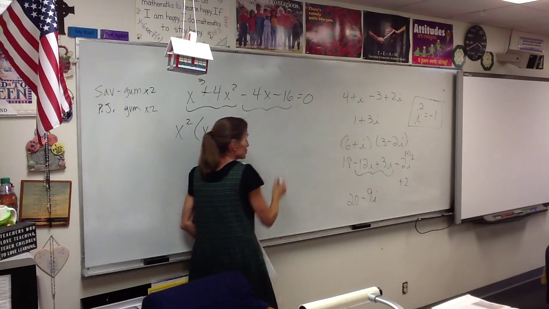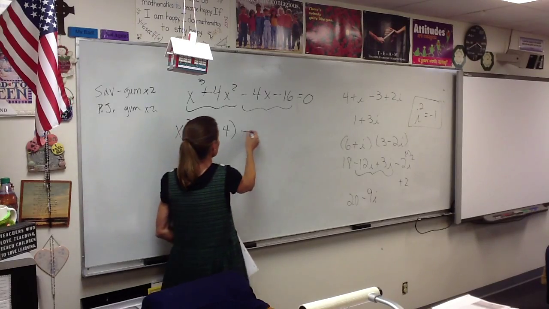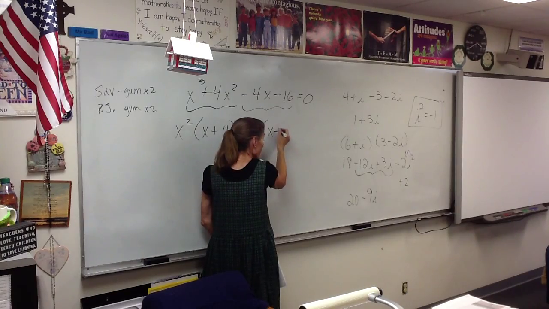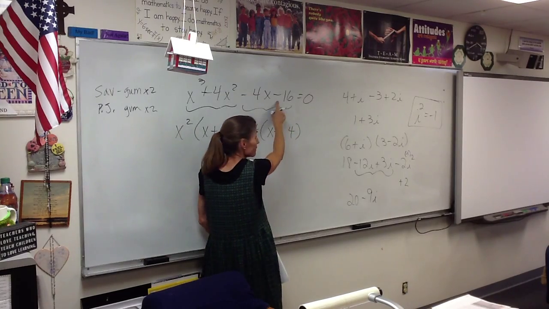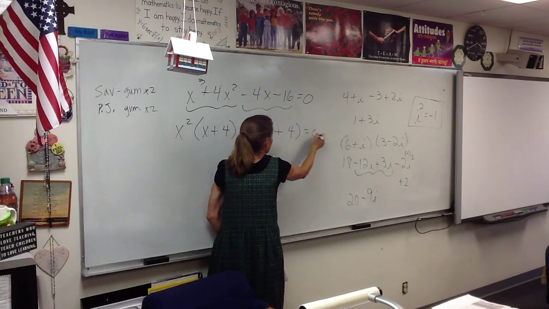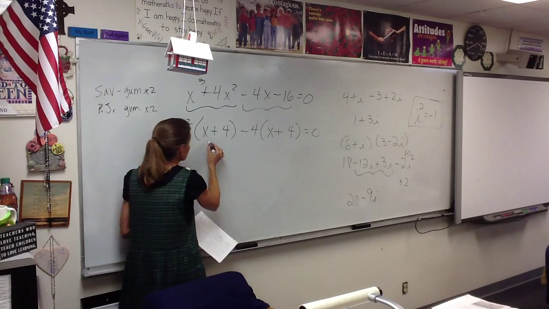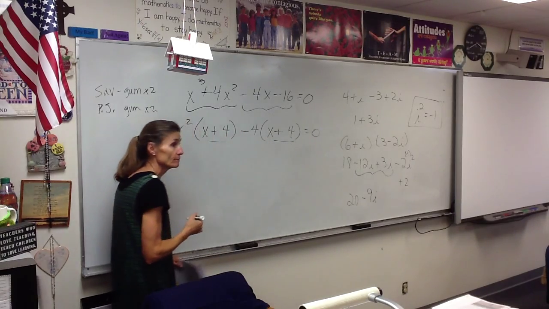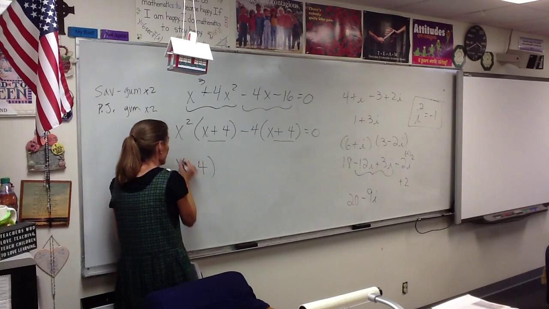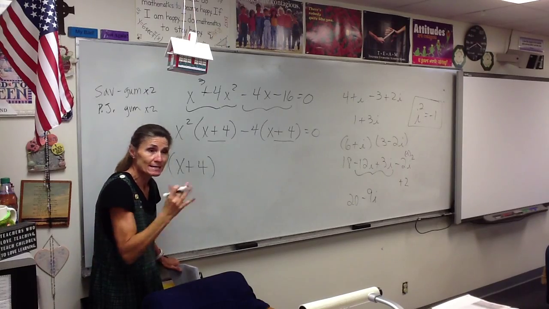Now we look at the last 2. What can we take out of them? -4. And what's that leave me with? X plus 4. You took out a negative, so it's x plus 4. Now, we should be jumping for joy because these 2 match. We write down the match. Notice I didn't square it. I just wrote it down. Just write down the match.